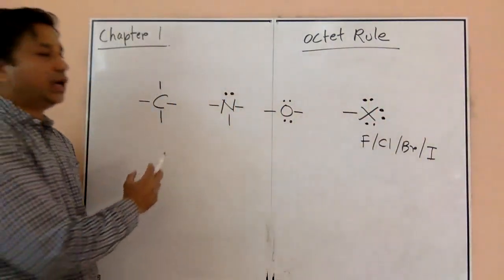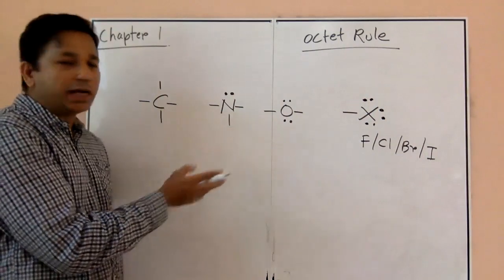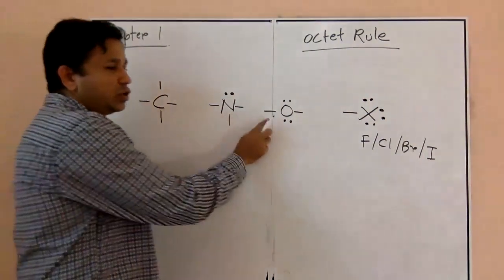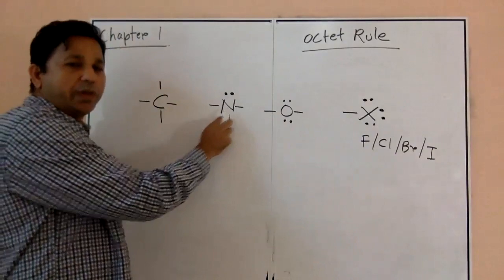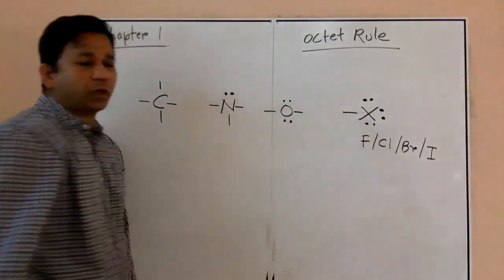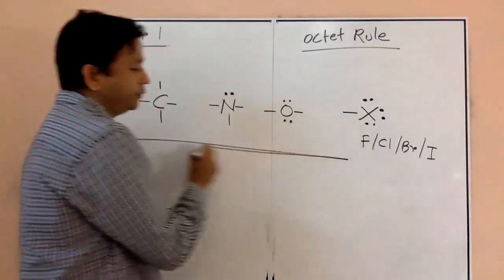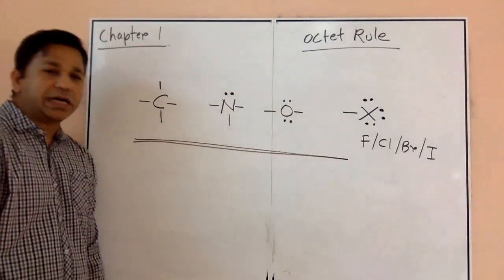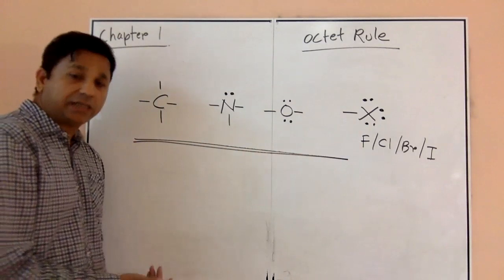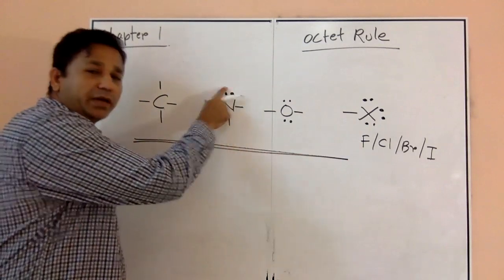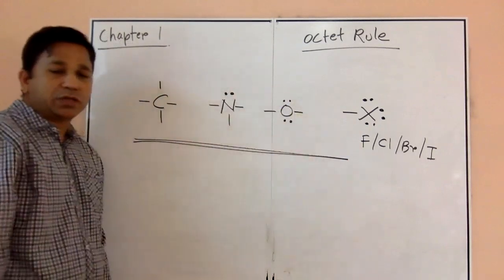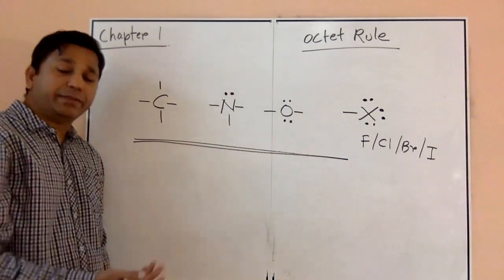So keep in mind the pattern. We have 4 bonds, 3 bonds, 2 bonds, and 1 bond. Then 1 electron pair, 2 electron pairs, and 3 electron pairs. Okay? So make sure you keep this in mind. You're going to need it all the time. Very, very important concept, because it's very easy to forget that nitrogen has an electron pair, or oxygen has two electron pairs. But we're going to need them later on.